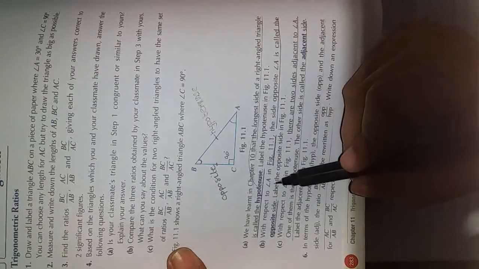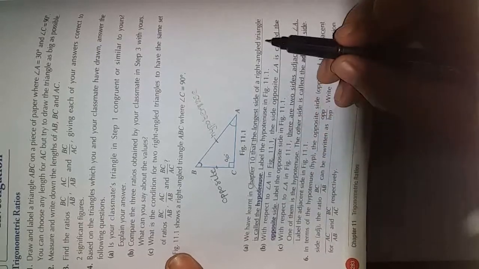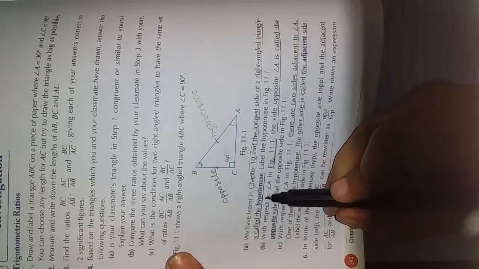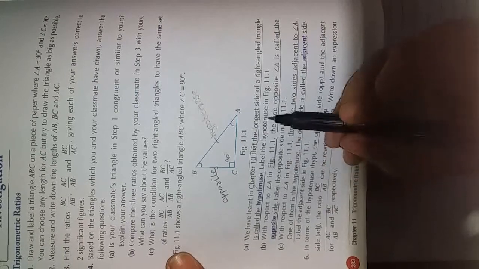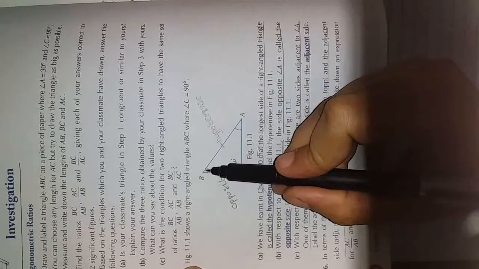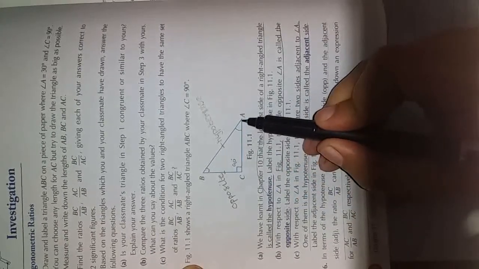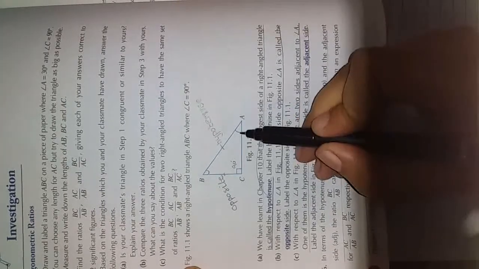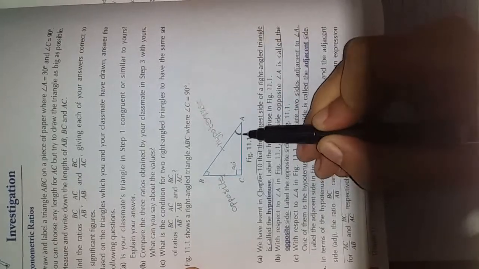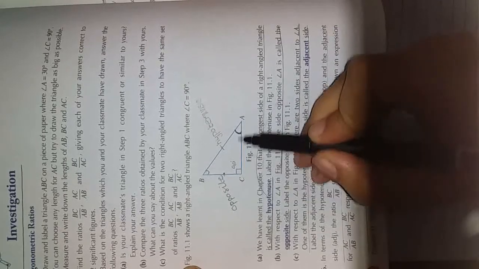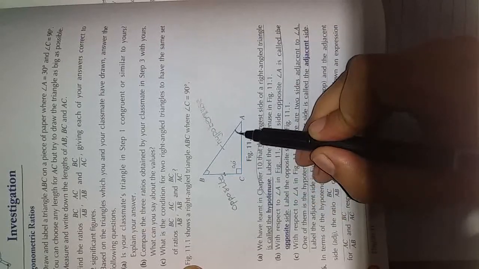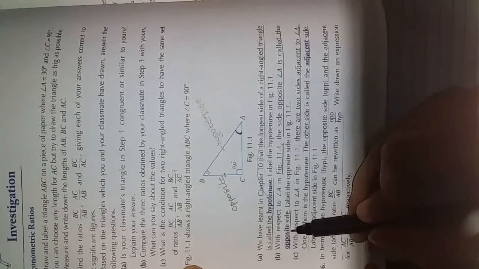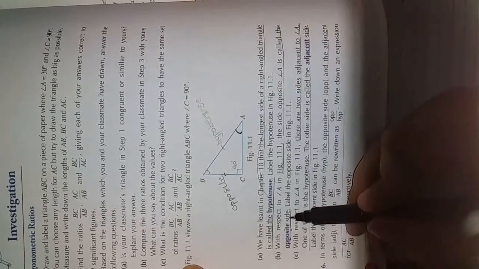There are 3 points. First point: the longest side of a right angle triangle is called the hypotenuse. This one is the longest side, called hypotenuse. Got it? The side opposite angle A, this is angle A. Which side is opposite to angle A? This one. This side is opposite to angle A. This is called the opposite side.